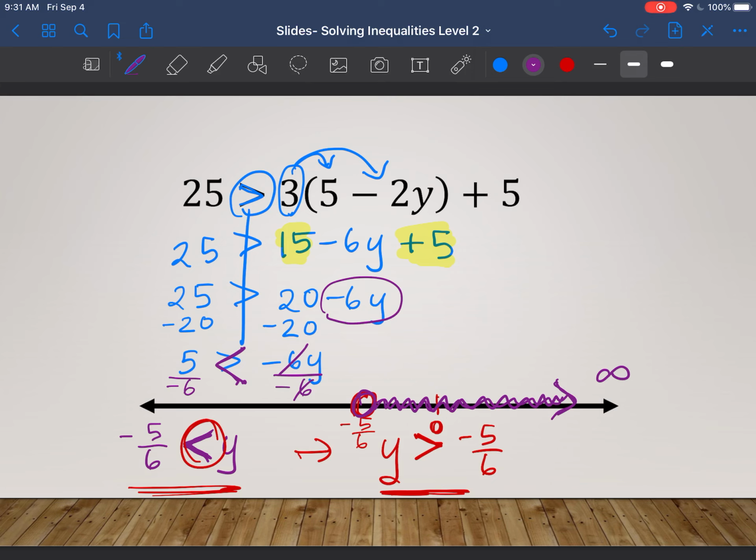Positive 1 would be a solution. Positive 2 would be a solution. Even negative 0.5 would be a solution. Anything greater than negative 5/6 would be part of our solution set. A test question could ask for this, or it could ask for this graph, this purple graph I have here.